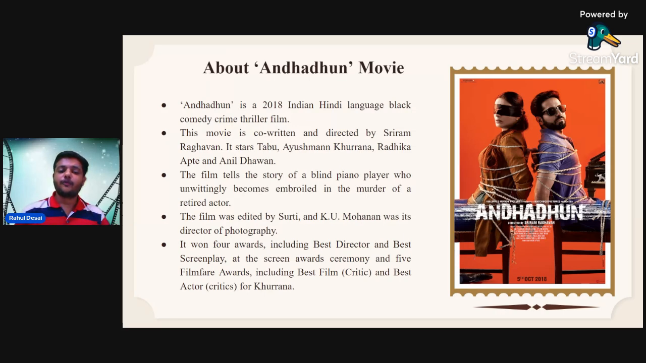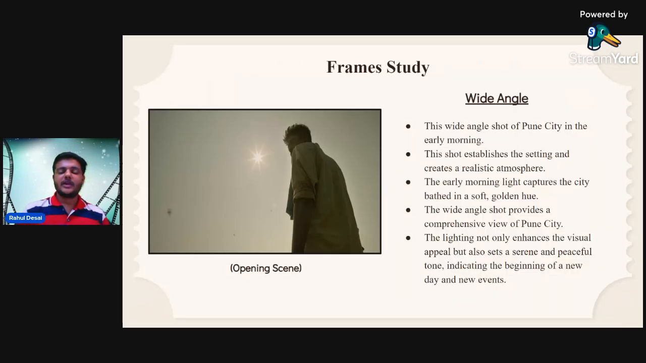The film won four awards, including Best Director and Best Screenplay at the Screen Awards ceremony, and five Filmfare Awards, including Best Actor and Best Film. Now let's start with the first frame study, wide angle.